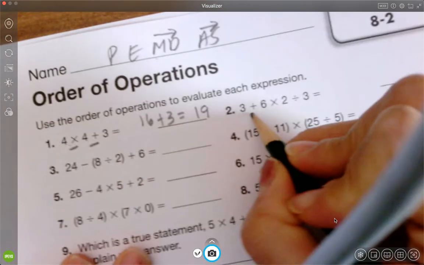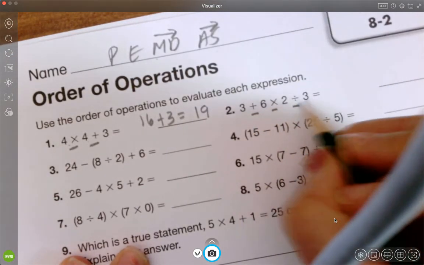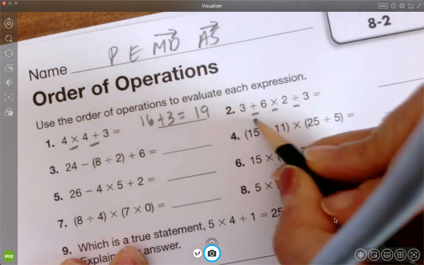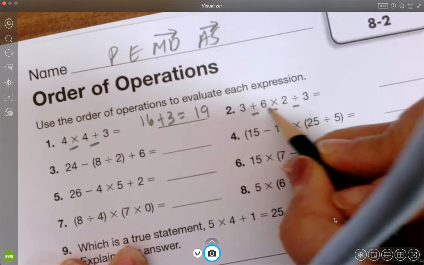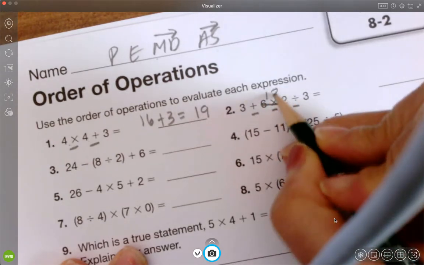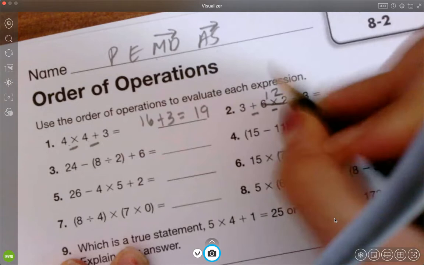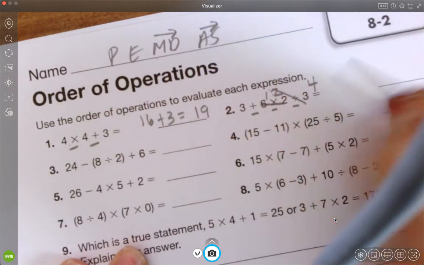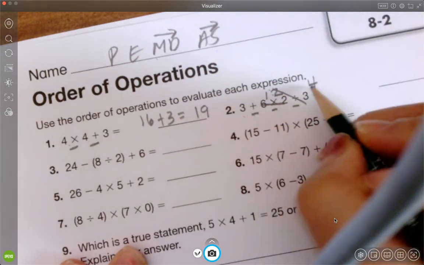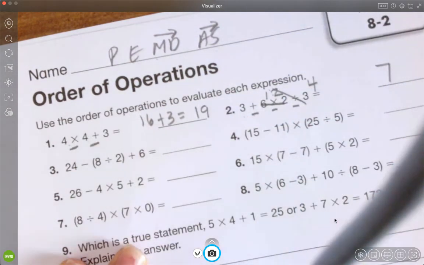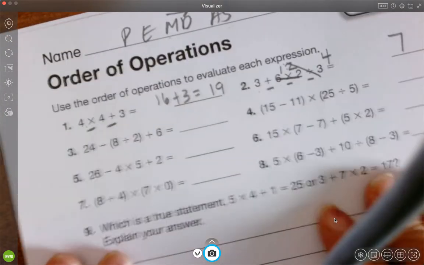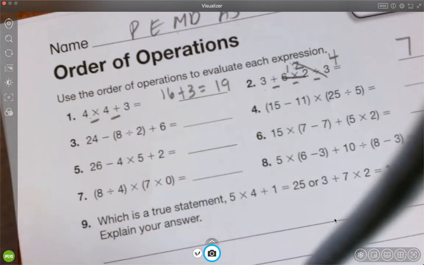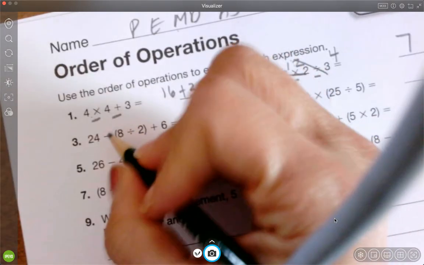Same thing here. I've got addition, multiplication, and division. Well, I know I'm going to multiply before I add, and I'm going to divide before I add. And again, I'm going from left to right, so I'm going to go 6 times 2 is 12. And then I'm going to go 12 divided by 3 equals 4. And then my last thing is going to be to add, and 3 plus 4 is 7. You can see it's sort of fun to work through these problems. Okay, let's do a couple more, and then I'm going to go on to the reteach page.